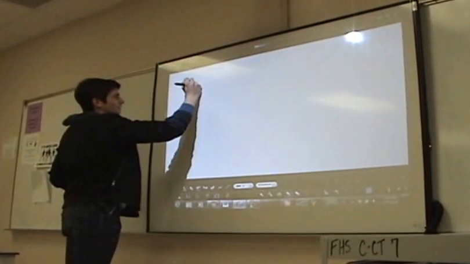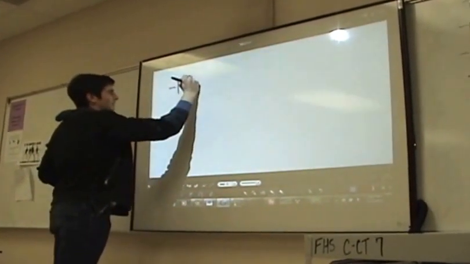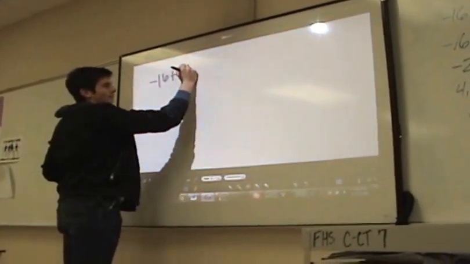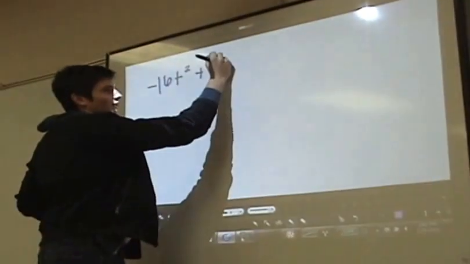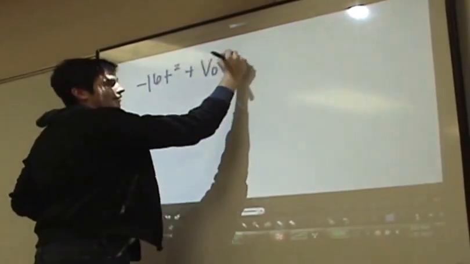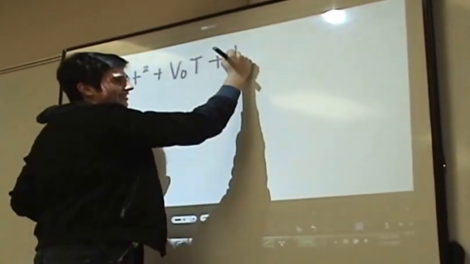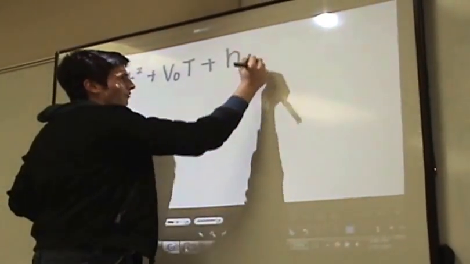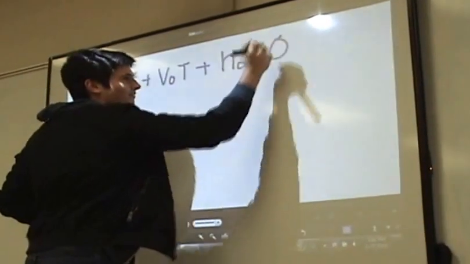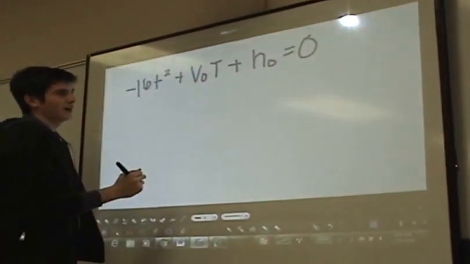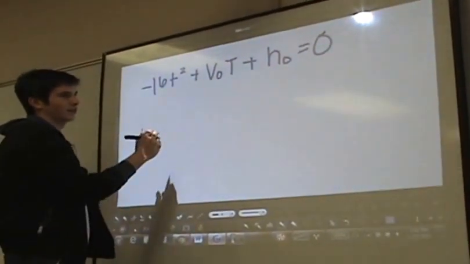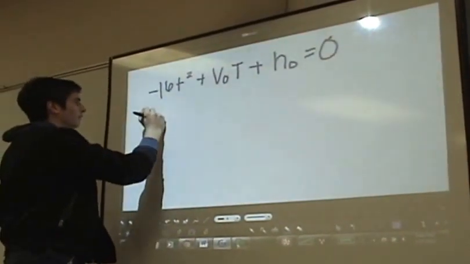Our original function was negative 16 t squared plus initial velocity times time plus initial height. And you said that equal to 0. So our greatest time was 4.2 seconds and our initial height was 7.5. So you plug that in.